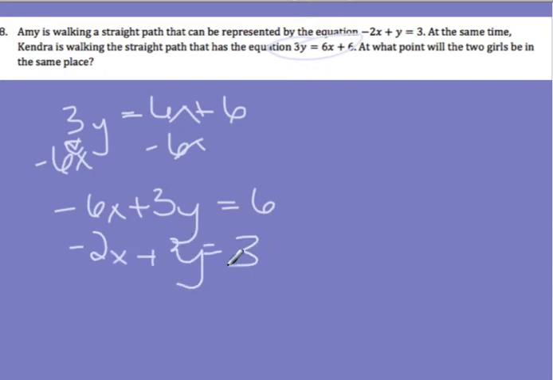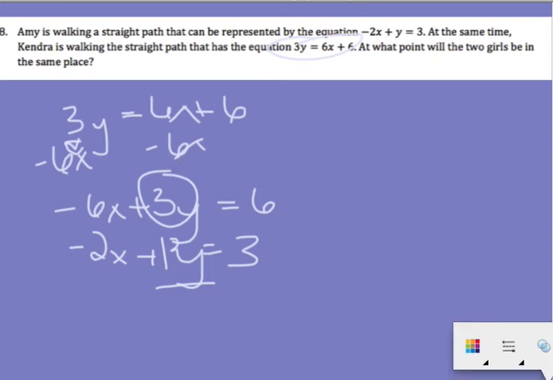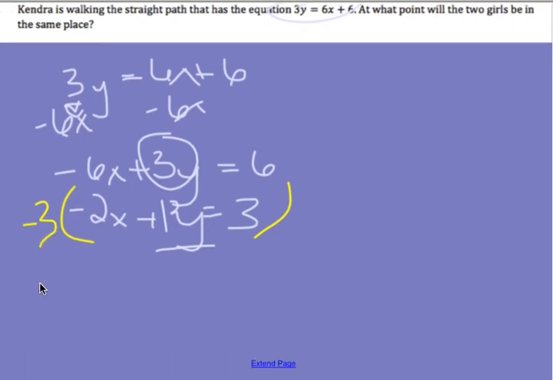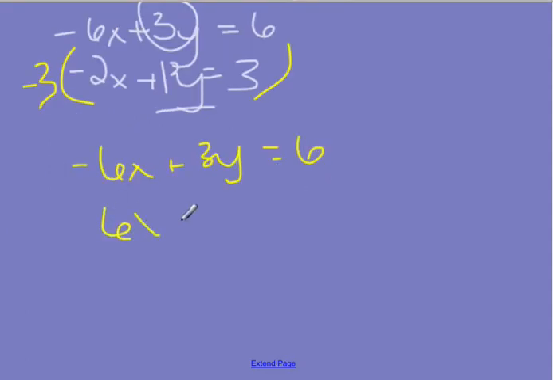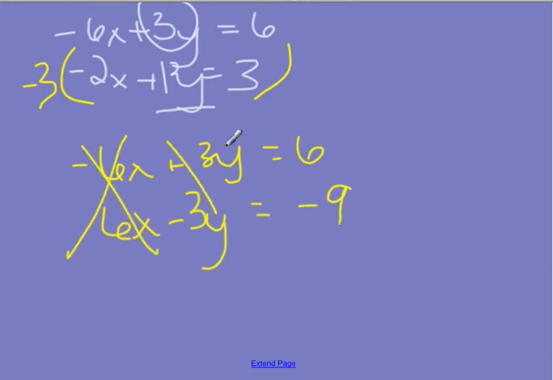Okay, so now I want to figure out at what point they will be at the same place. So what I'm going to do is I'm going to go ahead and make opposite signs. So I see that this y has a positive 1 on it. So then I ask myself, okay, what's the opposite of a positive 3? Well, that's going to be a negative 3. So what I'm going to do is I'm going to multiply this bottom one by a negative 3. So my top one is going to stay the same. Then my bottom one is going to become a positive 6x minus 3y is equal to a negative 9. Well, this cancels and this cancels, so I end up getting 0. 6 minus 9 is going to give me a negative 3.